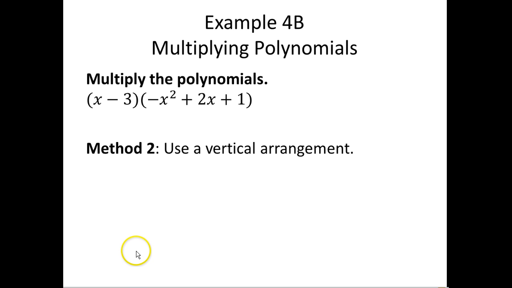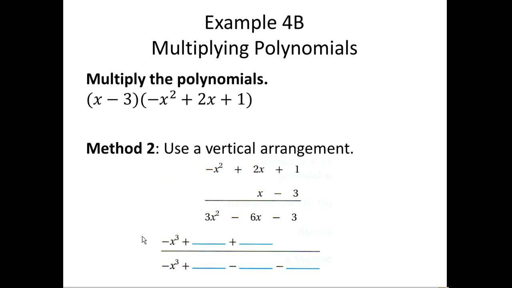I could also multiply those same two polynomials using a vertical arrangement, just like you know how to do when you're multiplying two numbers together. Right? So if you're multiplying two numbers together, you basically put them one underneath the other. Okay, so what I'm going to do is take my larger polynomial and put it on top, and the smaller one on the bottom. And just like you multiply numbers, I'm going to multiply this number by each and every term in the trinomial.